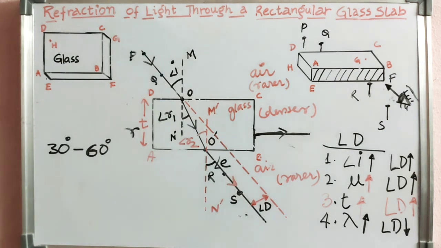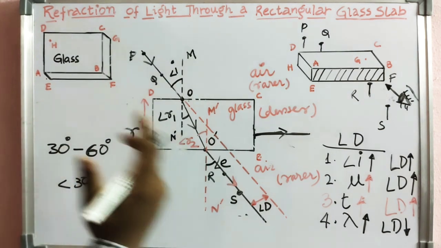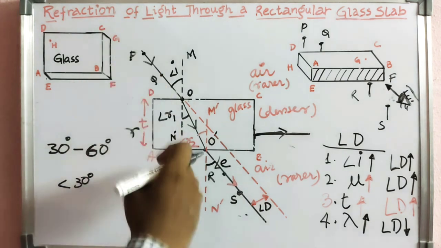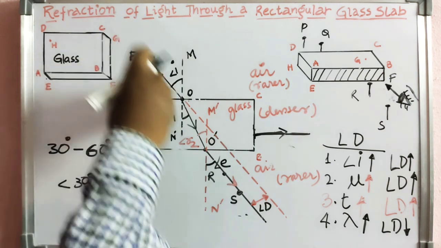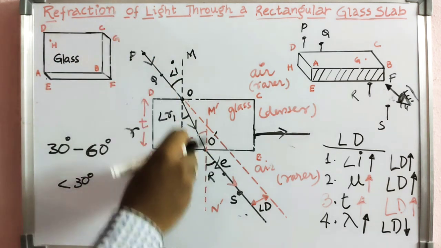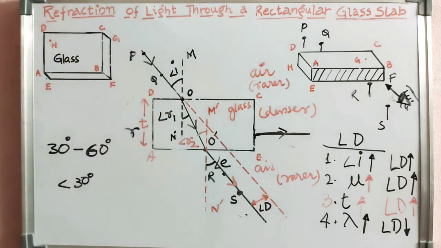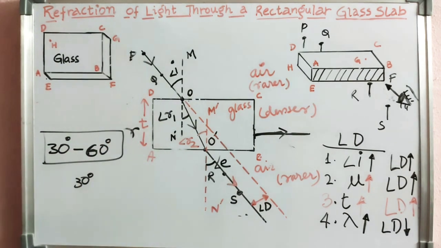And why don't you take less than 30 degrees? When you take less than 30 degrees, the bending, shifting of light will be less. And your teacher examining your practical paper may find that the PQ line and the OO dash line are not refracting. Rather, he may assume it as a straight line, and he will reduce your marks. So in order to show the refraction clearly, take more than 30 degrees and less than 60 degrees.